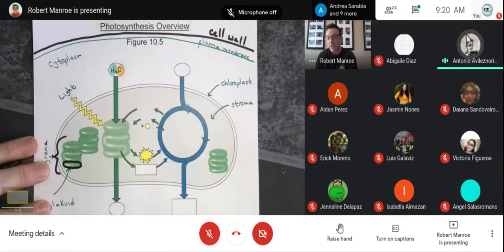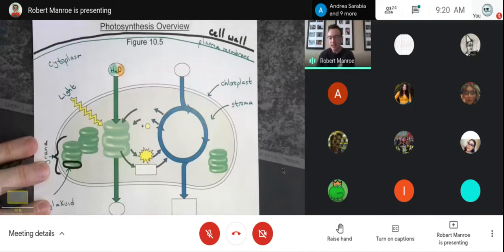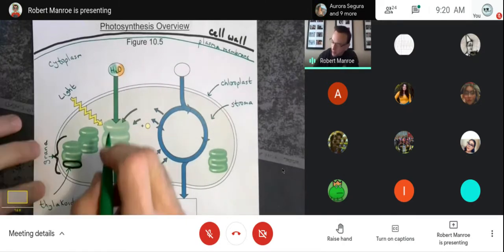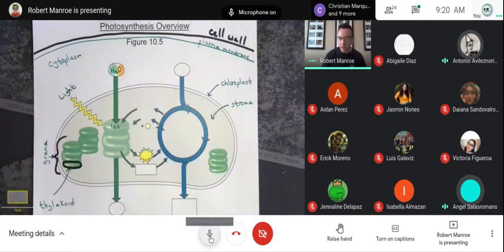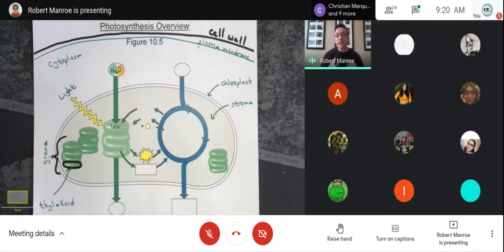Split it with photolysis. Yep, split it by photolysis, and ultimately to pull what out of the water? Low energy electrons. Yep, low energy electrons. That's why we water our plants, okay? Water provides low energy electrons.